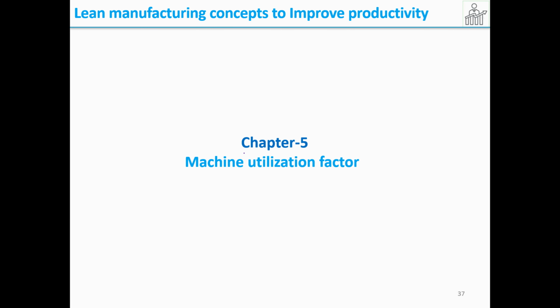So now we are going to see chapter 5, machine utilization factor. So what is machine utilization factor? In a brief example, I'll tell the summary. Say you run a business and you invest 1,000 rupees per day. So what will be your output? Like what is your expectation of the sales per day?